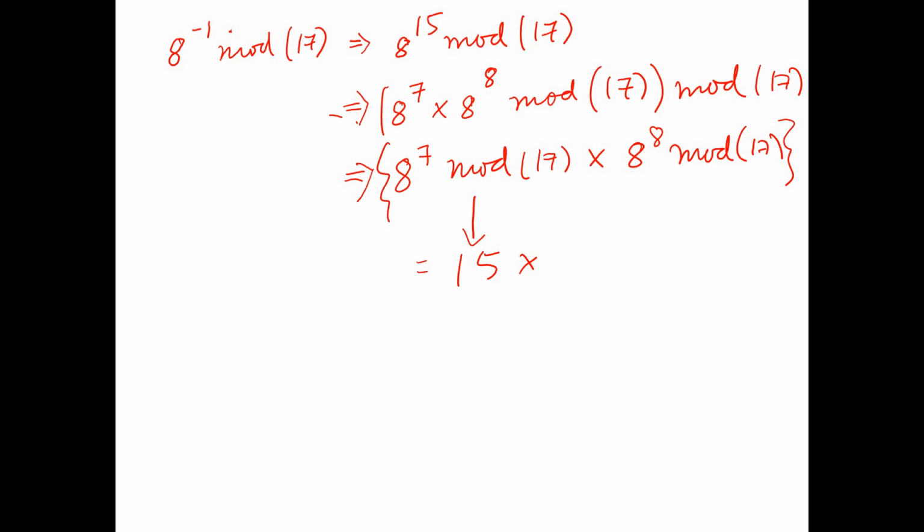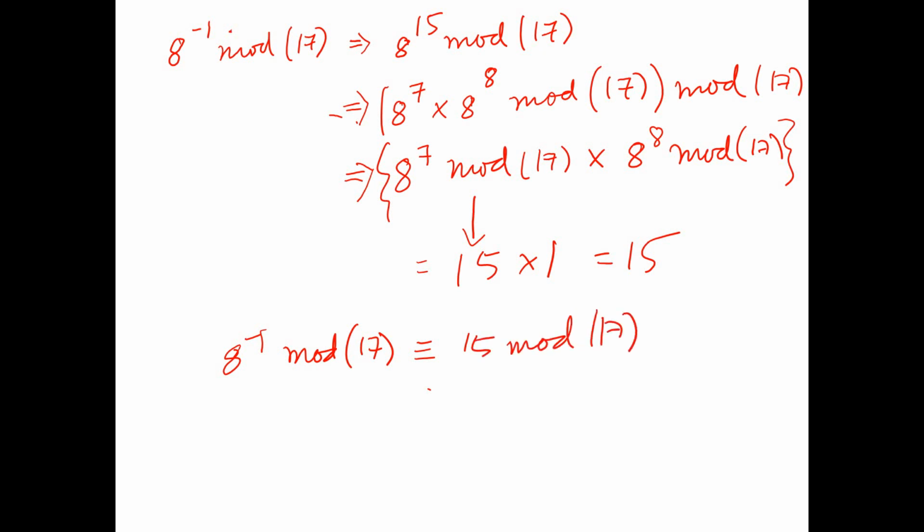Hopefully all of you know how to take the remainder and take the base accordingly. It will come around 0.99 something, so it will approximate to 1. So 8 inverse of mod 17 is 15 mod of 17. The point is not about finding the answer. The point is how you are going to factorize here.